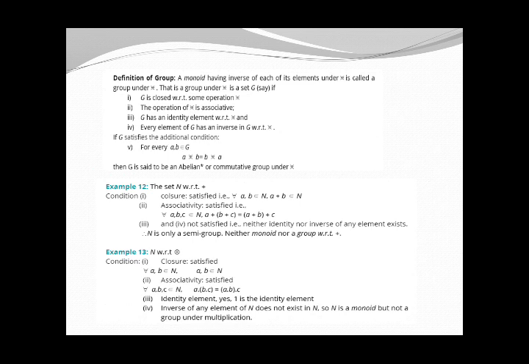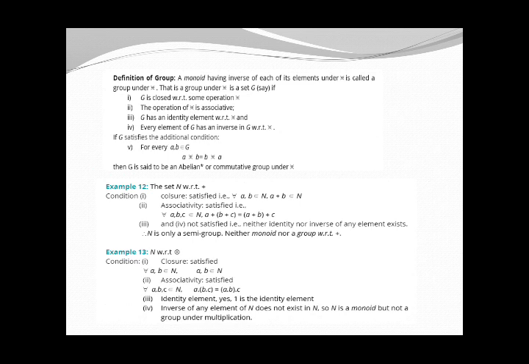If a set satisfies the first property only, it is called a groupoid. If it satisfies the first two properties, it is called a semigroup. If it satisfies the first three properties, it is called a monoid. If it satisfies the first four properties, it is called a group. And if it satisfies all properties, it is called an abelian group.